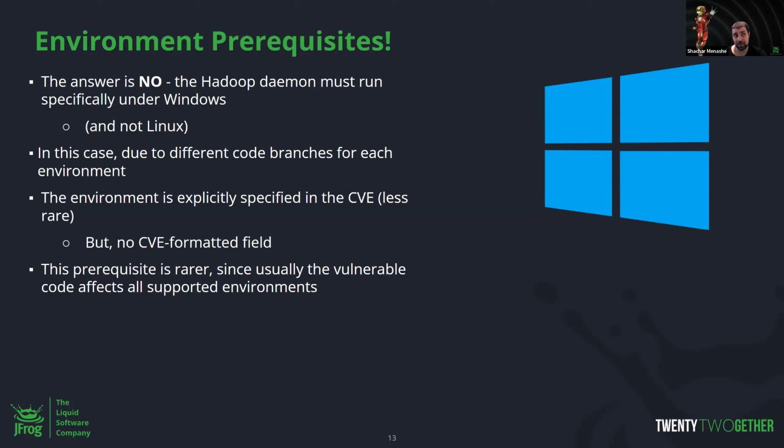That's actually less rare than the previous examples. A lot of times, if it's a configuration or an environment prerequisite, it will be specified, because it's a bit more rare for the code to actually have different branches per environment. Again, there's no CVE formatted field, so you have to look for it in the free text. Usually, most of the CVEs are exploitable under all environments. So like I said, this is a bit more rare than the other ones, which are very common. Because it's more rare, it's usually specified in the CVE text, but it doesn't have to be.